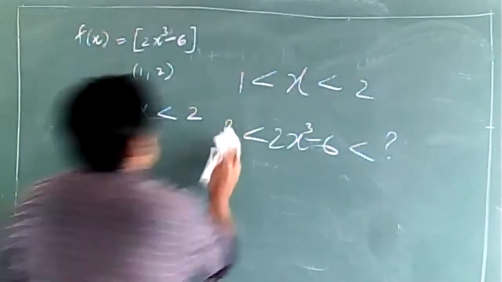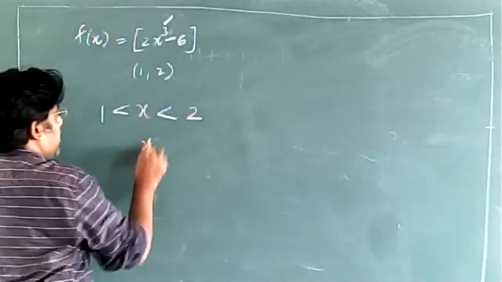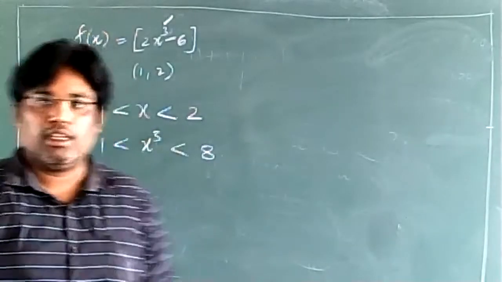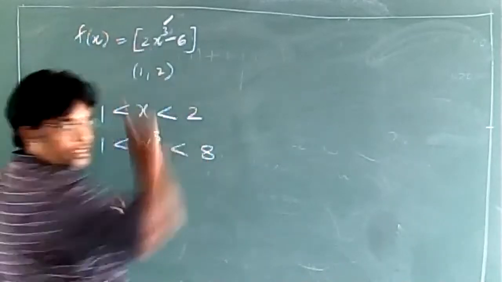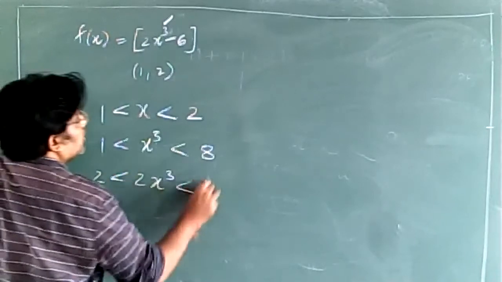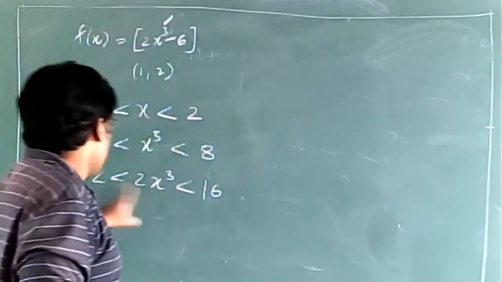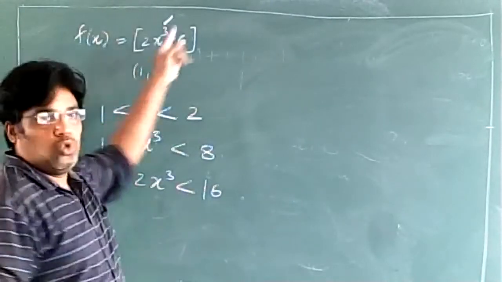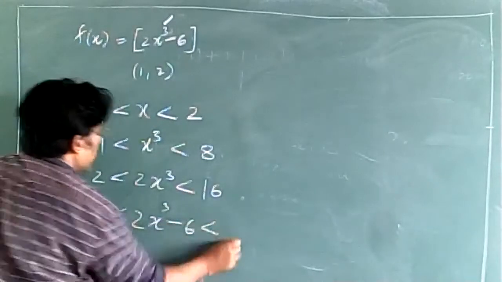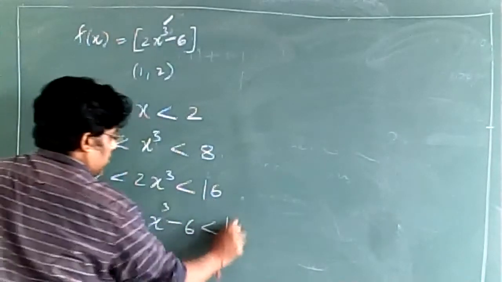So now let's do it. First, x lies in between 1 to 2. I need to get x cube. x cube lies in between 1 to 8. 1 cube is 1, 2 cube is 8. Next, I need to get 2x cube. Let's multiply. 2x cube lies in between 2 to 16. Correct? Then you get 2x cube minus 6. 2x cube minus 6 lies in between 2 minus 6, this is what? Minus 4. 16 minus 6 is what? 10.